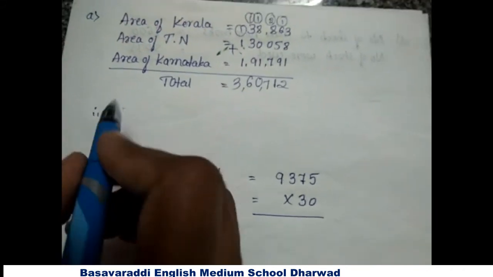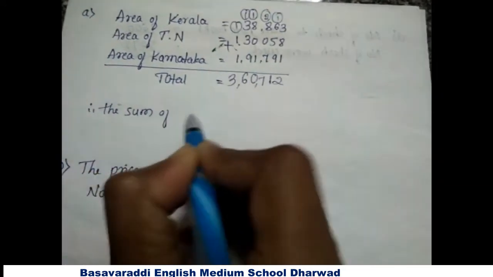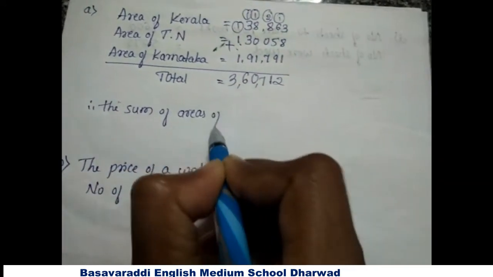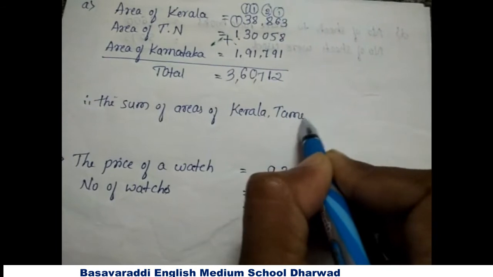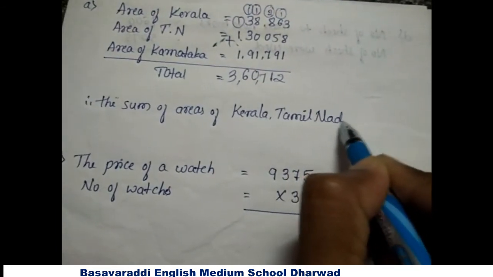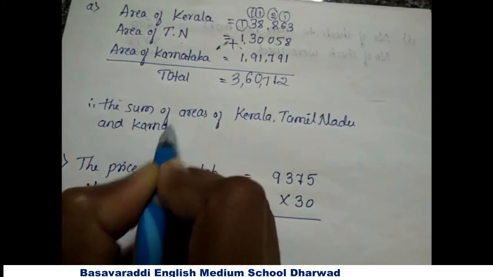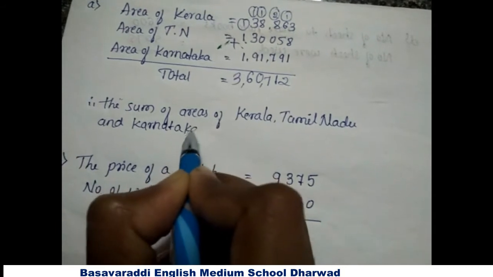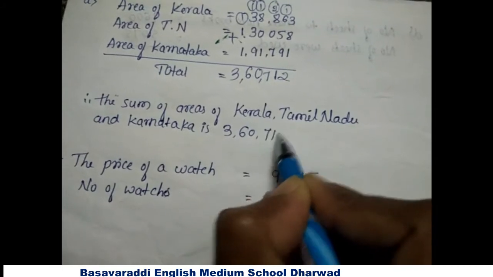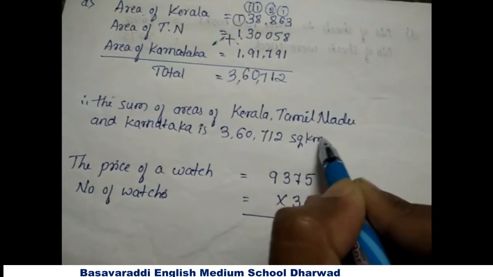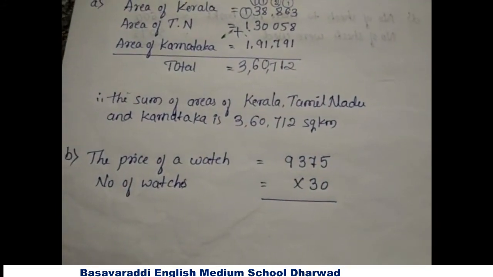The sum of areas of Kerala, Tamil Nadu, and the Karnataka is 3,60,712 square kilometers. So you have to write the units here. That is square kilometer. Okay, next go to the second question.